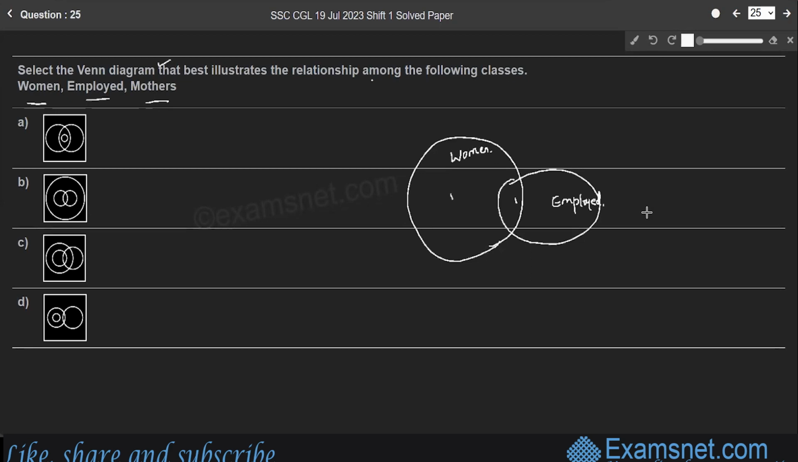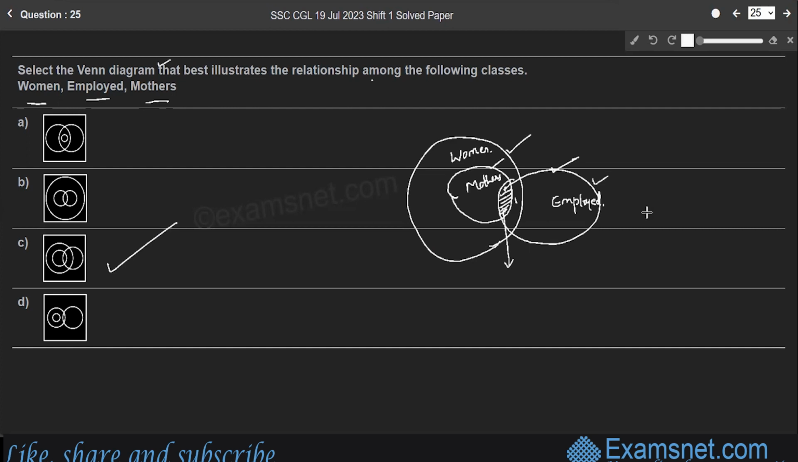Therefore, we'll consider the set of mothers like this. This common portion which I am showing now is a portion of all three sets: women, mothers, as well as employed. Therefore, this common portion represents some women who are both mothers and employed. So diagram C represents the relationship among the following classes.